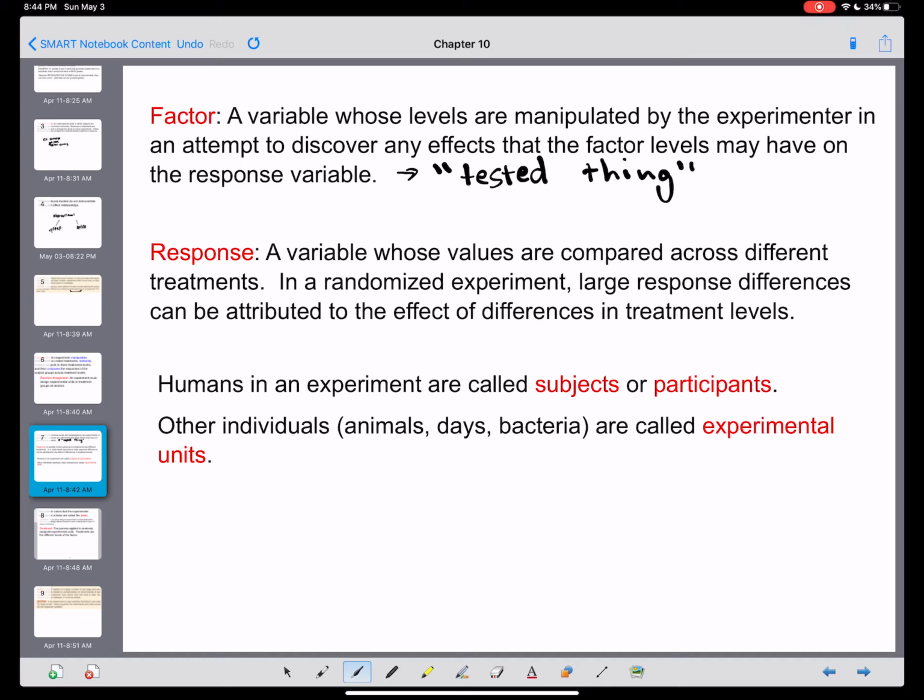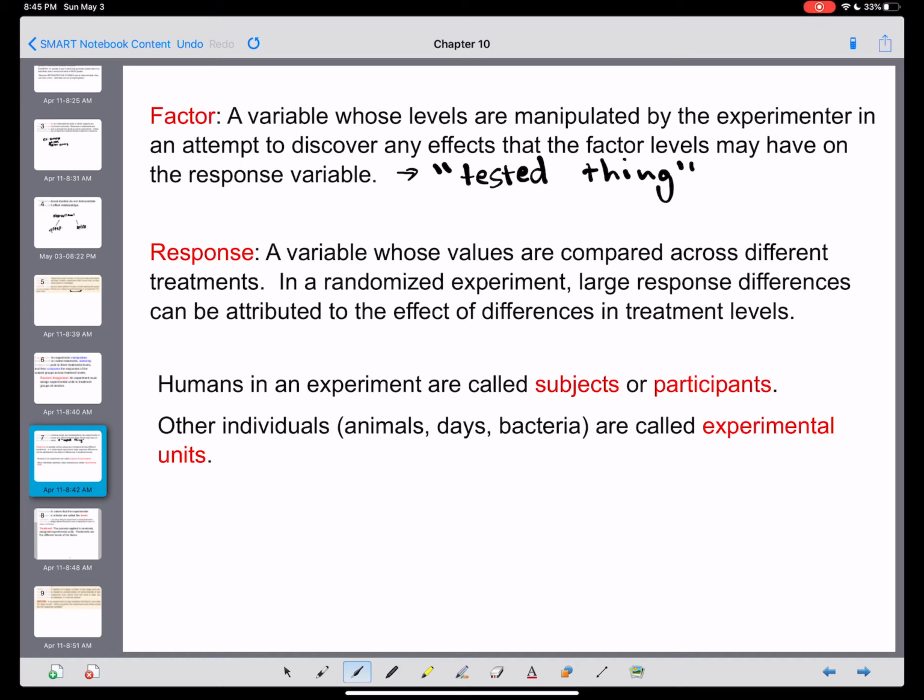The response is a variable whose values are compared. So once you give your subjects the factor, whatever you're testing, either medicine or whatever the experiment's on, they're going to feel some sort of way, either based off of their health or certain things. That thing is called a response. Okay, how they react to it is called a response. Humans in an experiment are called subjects or participants. Other individuals are called experimental units.